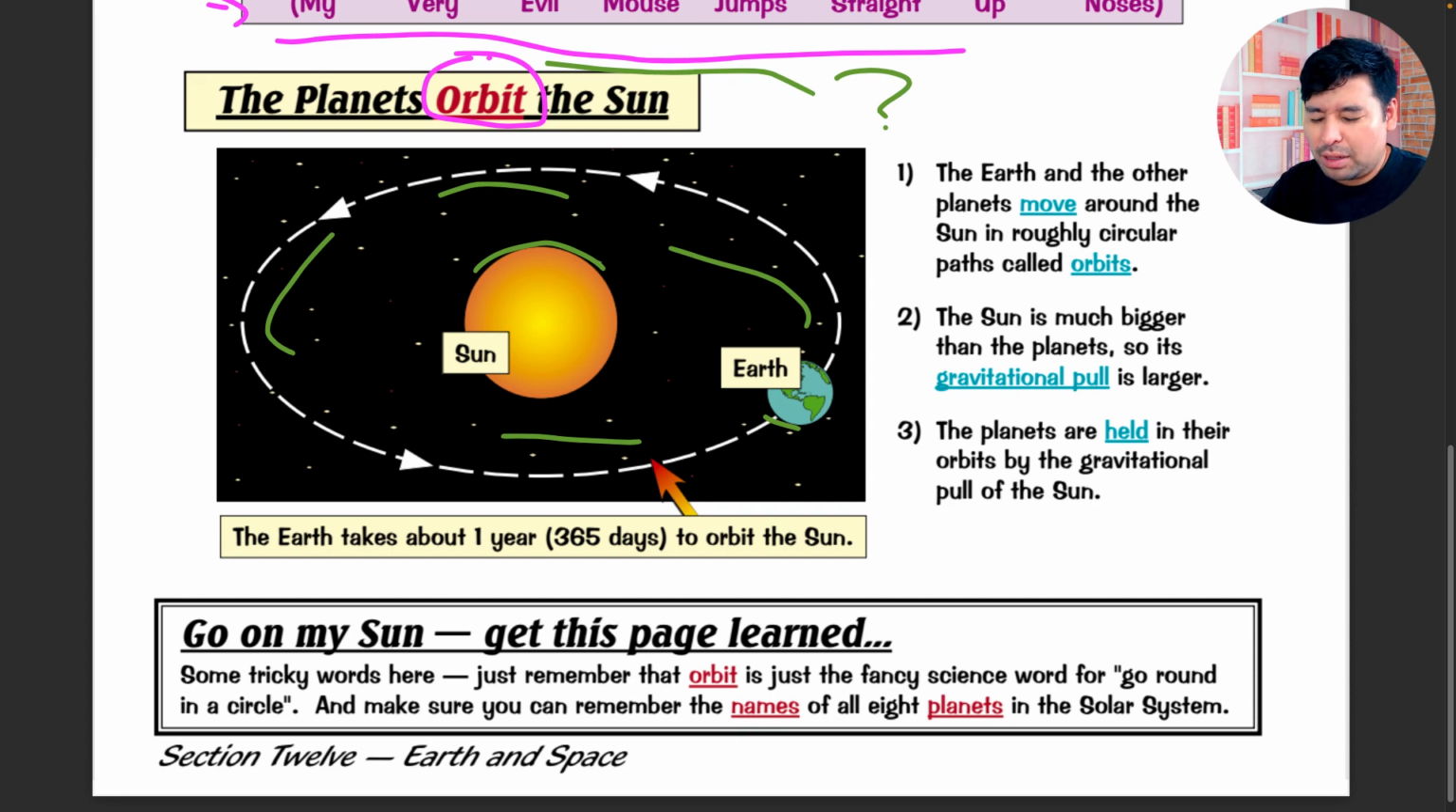Good. Number two, the sun is much bigger than the planet, so its gravitational pull is larger. The planets are held in their orbits by the gravitational pull of the sun. Again, gravitational pull, yep, on this word here, held, orbits, move. Yeah, actually, the three sentences.